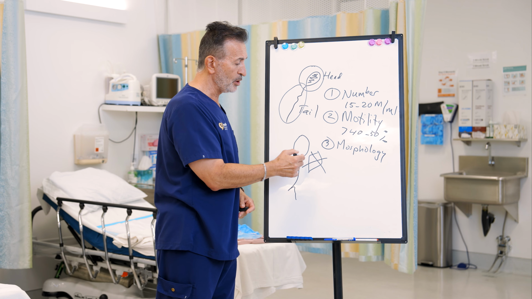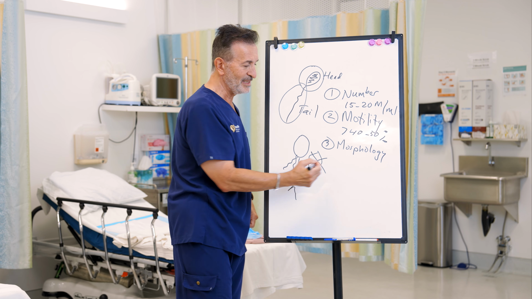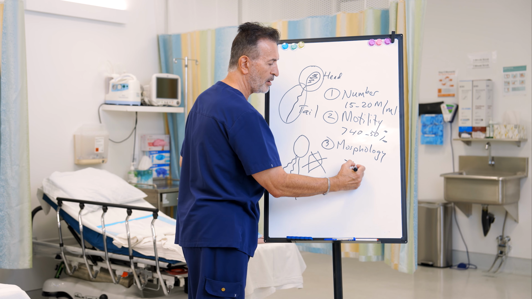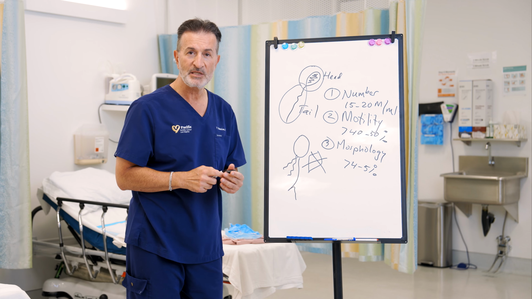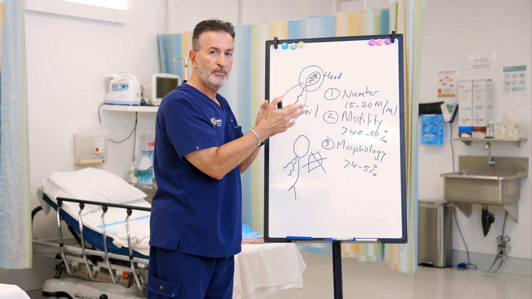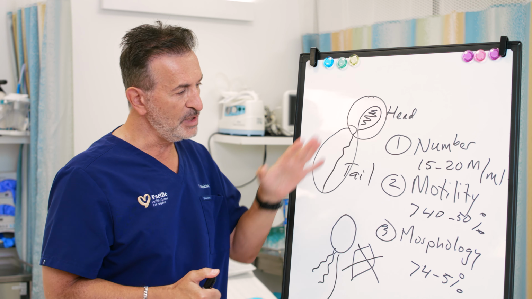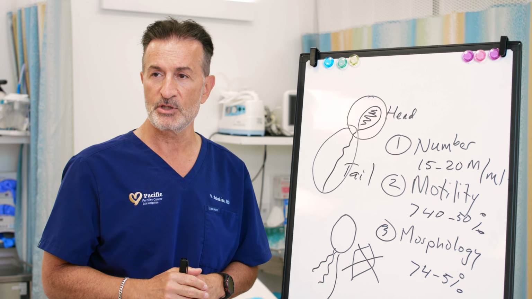all of these can affect outcome. So when we're looking at the sperm, we look at the number, the motility, and morphology. And typically we want somewhere around 4 to 5% of the sperm that's produced to be normal in shape of the head and of the tail. So these are the three parameters that we look for when we're evaluating the sperm.